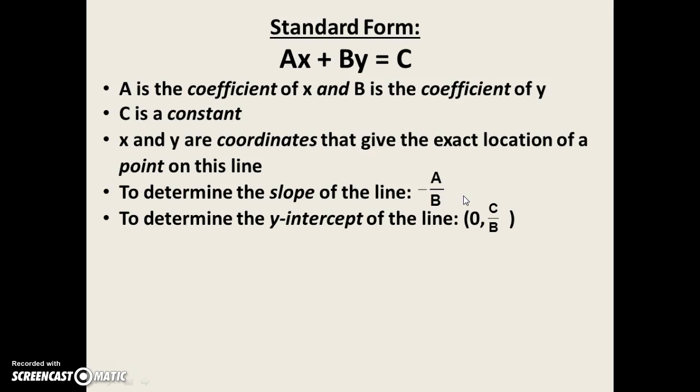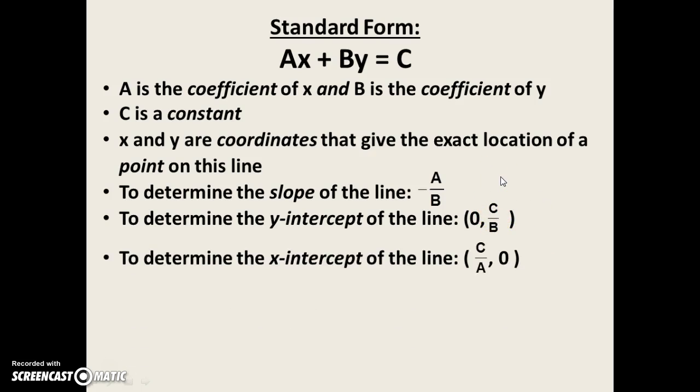To determine the y-intercept of a line, we know that at the y-intercept, x is always 0. We're looking for y. So if x is 0, that means this term is 0. What do we have left? by equals c, and we want to solve for y, so we divide both sides by b, and we get c over b. That's how we get c over b.